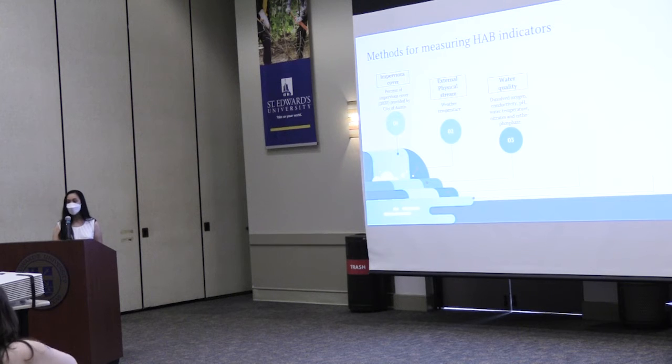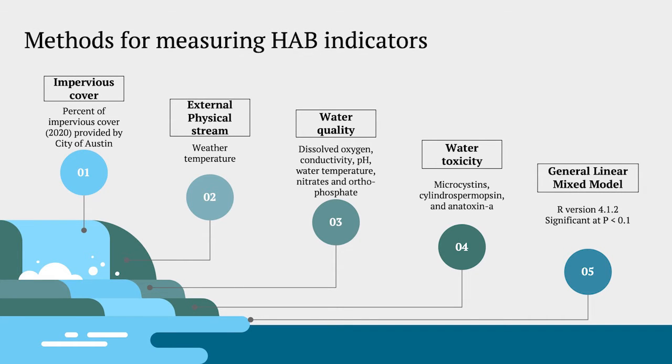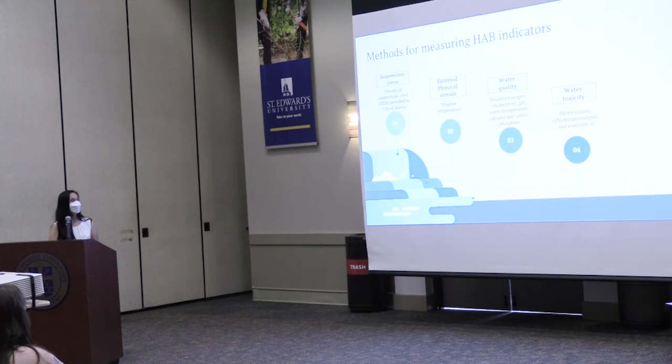I also measured water temperature using a Hydrolab multi-probe. And then I measured a portion of the nitrogen and phosphorus, which is nitrates and orthophosphate, with the Hach method in the lab. Fourth, I measured the water toxicity, so I looked into microcystin, cylindrospermopsin, and anatoxin-a. These samples were collected and sent to Austin laboratories to be measured.